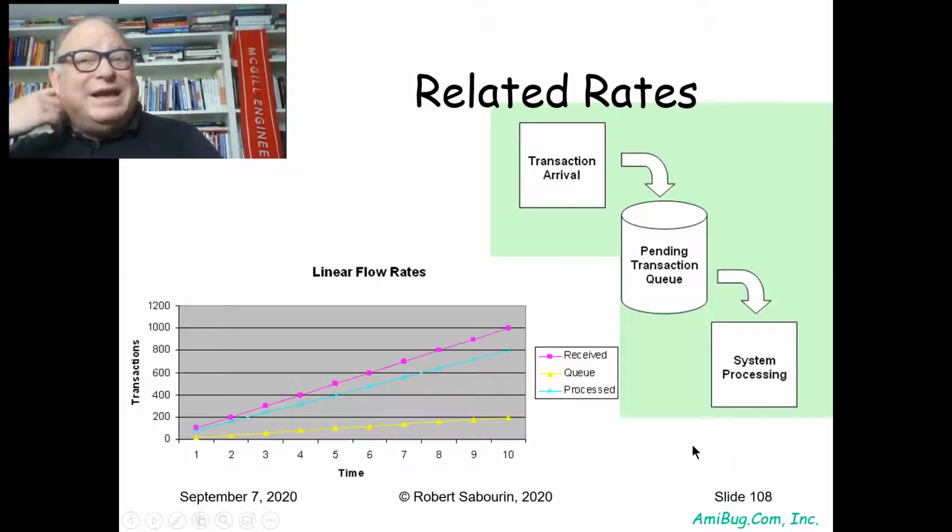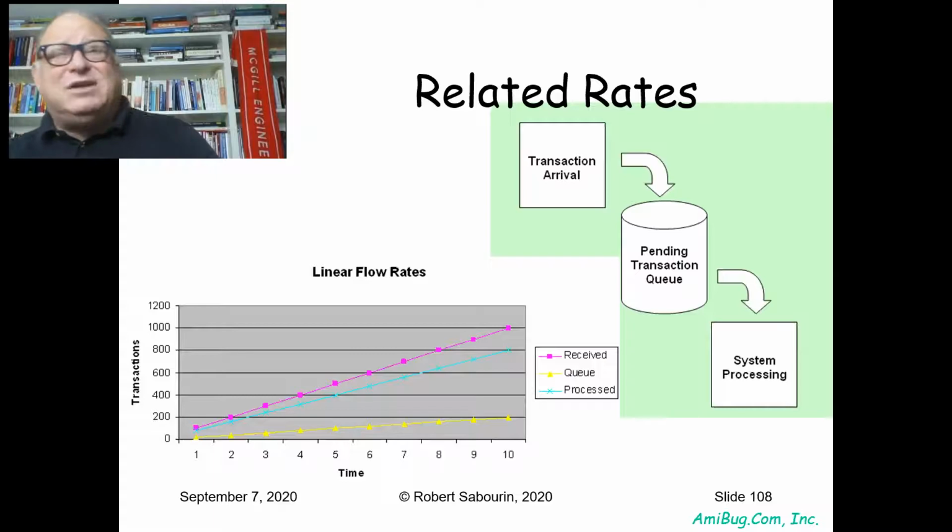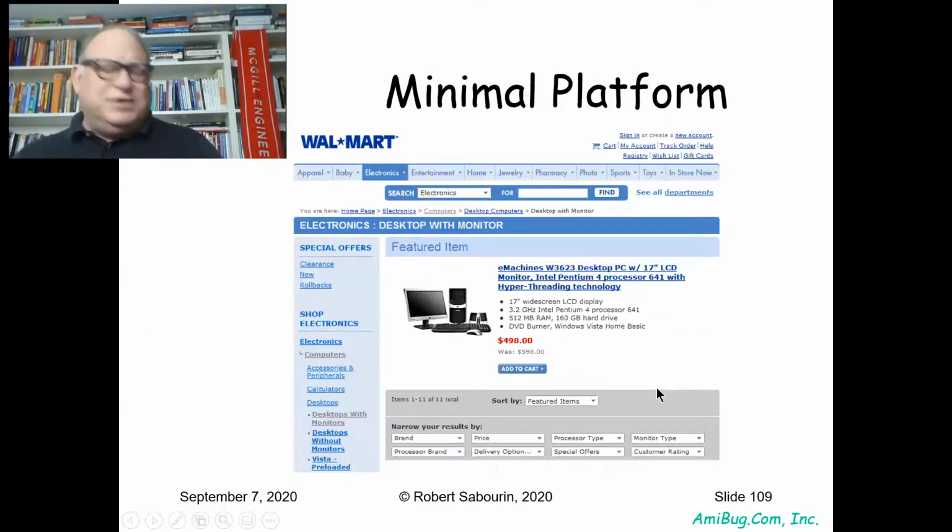We could have related rate problems where we have transactions arriving at a certain rate in a certain pattern and transactions being processed at a certain rate and pattern. And we want to see at what point the queue gets saturated. There are interesting patterns, not patterns, but boundaries.